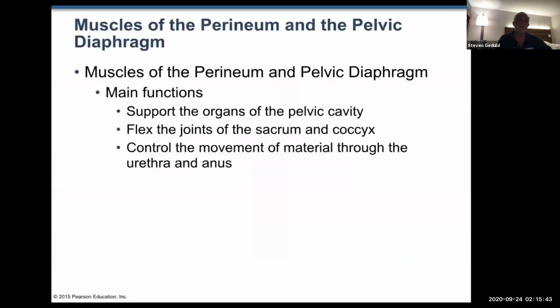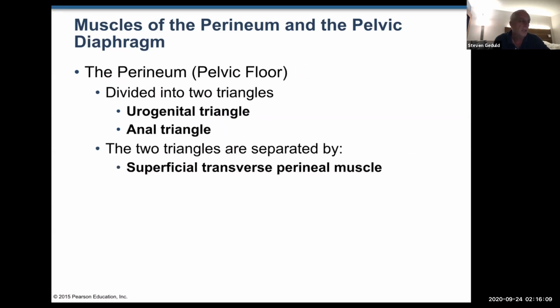Muscles of the perineum and the pelvic diaphragm. I'm getting lower as we go here. Main functions are support the organs of the pelvic cavity, flex the joints of the sacrum and the coccyx, remember where those are located, and control the movement of material through the urethra and through the anus, liquid and solid evacuation from the body.